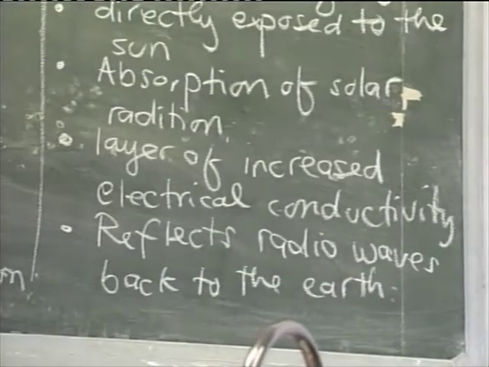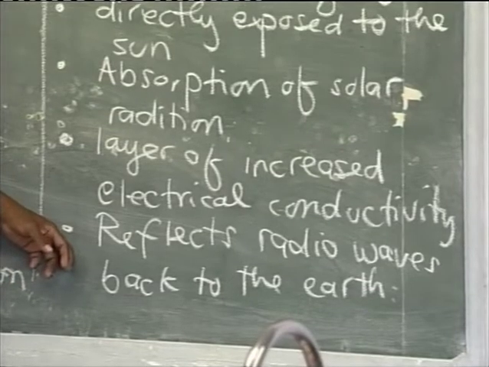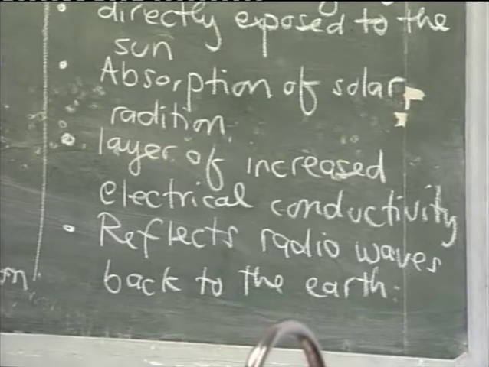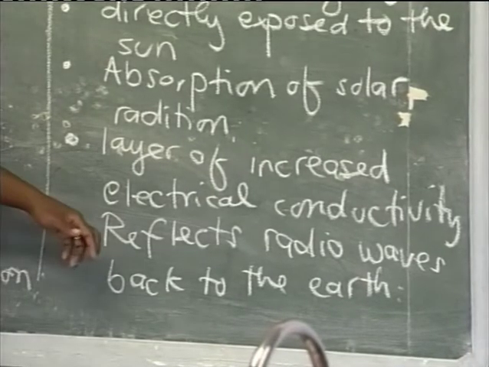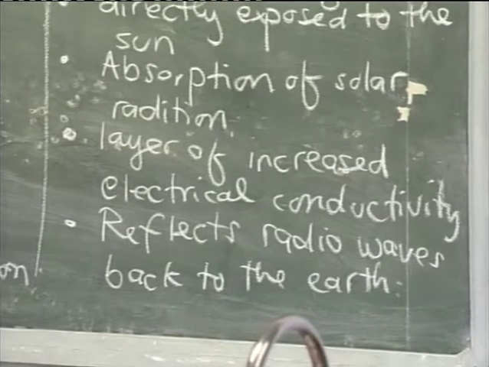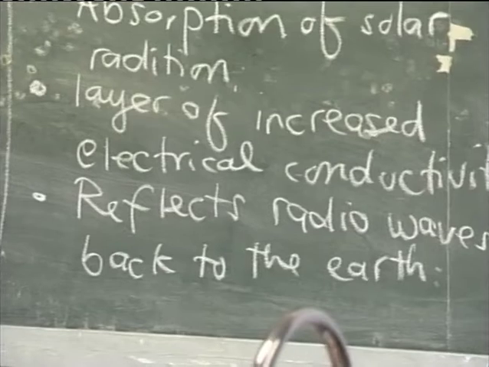Okay, this layer, very important. Within that layer also, that's where the reflecting of radio waves is carried out back to the Earth's surface, and that makes it possible for communication to take place. So the reflection of radio waves back to the Earth's surface occurs within this layer also, the ionosphere.